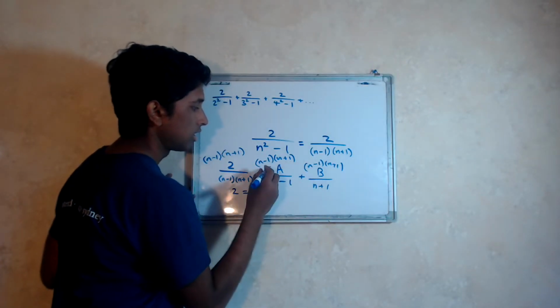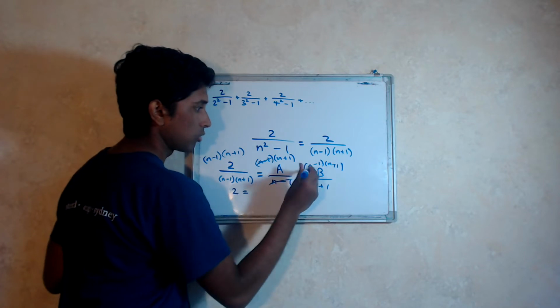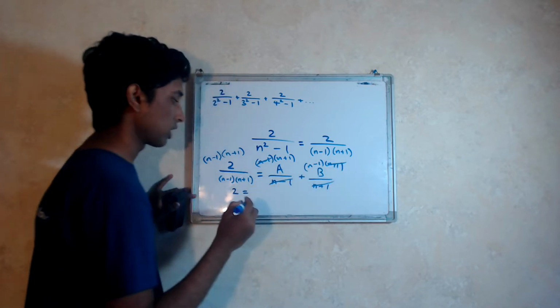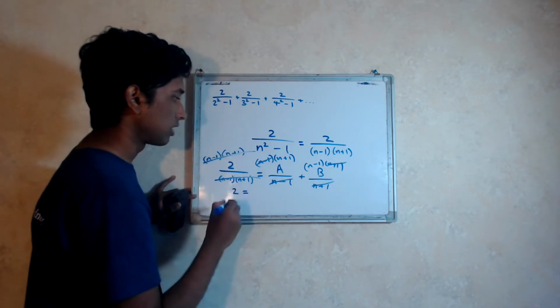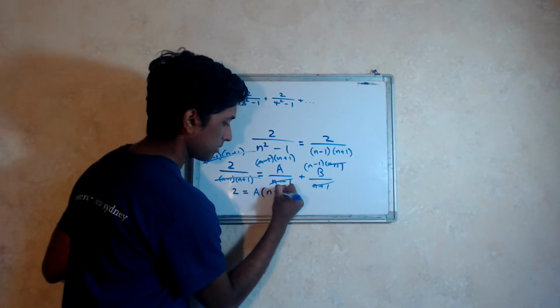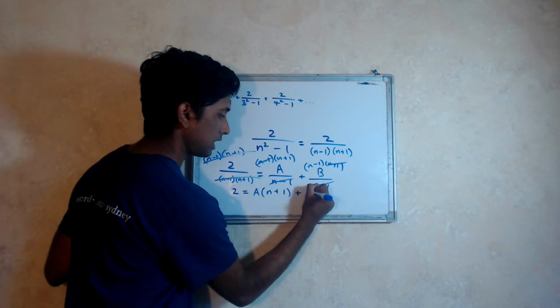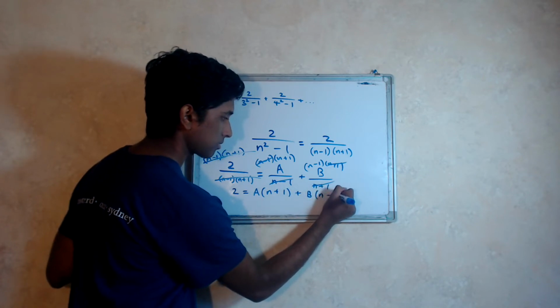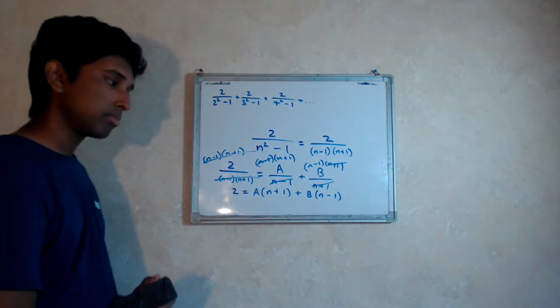check this out. The n minus 1 and the n minus 1 go away, and this n plus 1 and this n plus 1 go away. And both of these go away in here. So we get 2 is a times n plus 1 plus b times n minus 1. That's pretty nice.